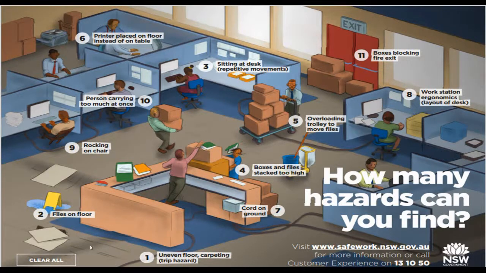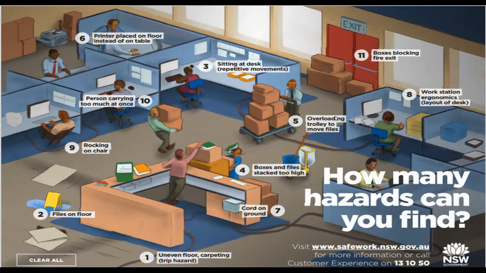Okay, uneven floor. Mungkin floor ni dia pakai carpet, tapi carpet ni dia tak even lah. Apa risiko dia akan membuatkan orang tersadung, tersepak dan sebagainya lah. And then the second one is files on floor, or rubbish on floor. And then number 3, sitting at desk, repetitive movement. This one is the ergonomic hazard.